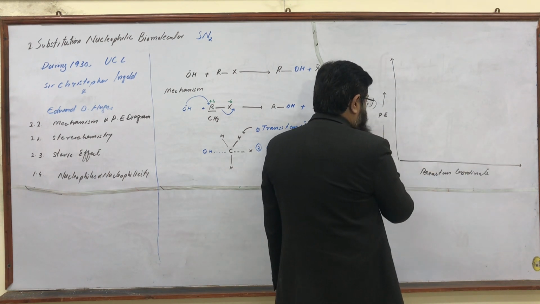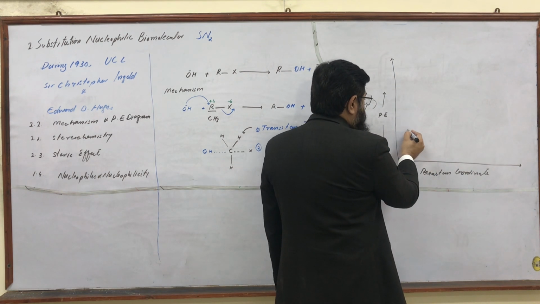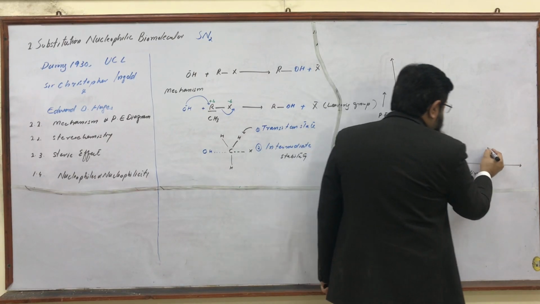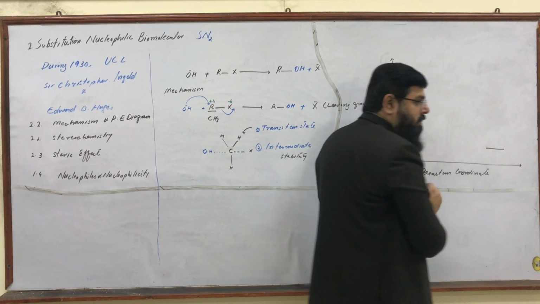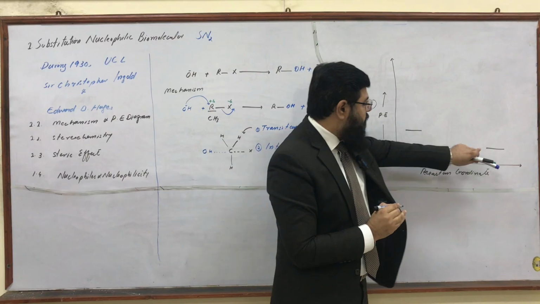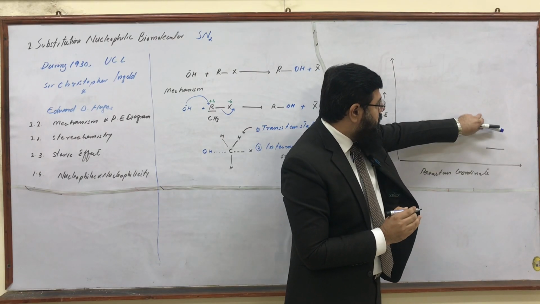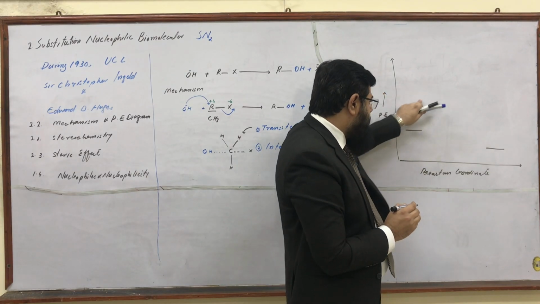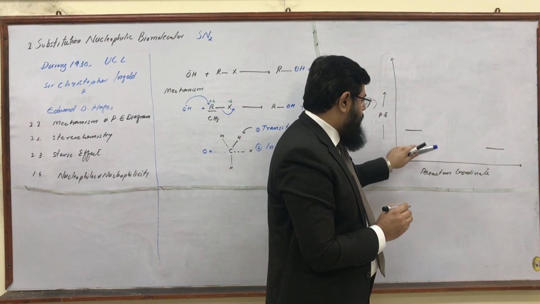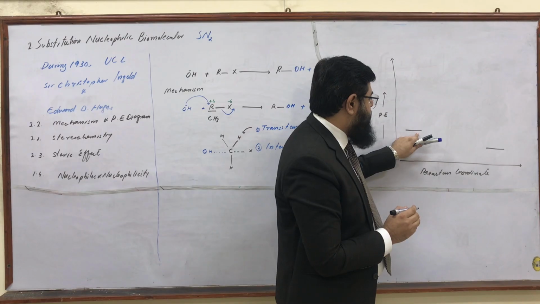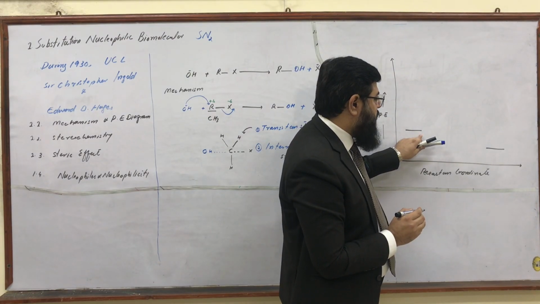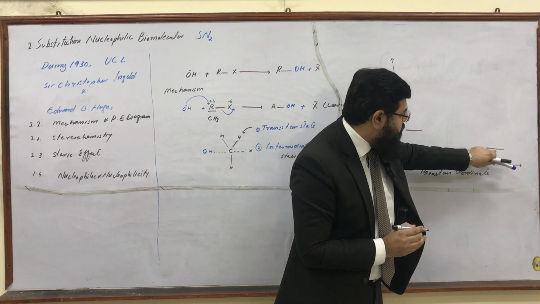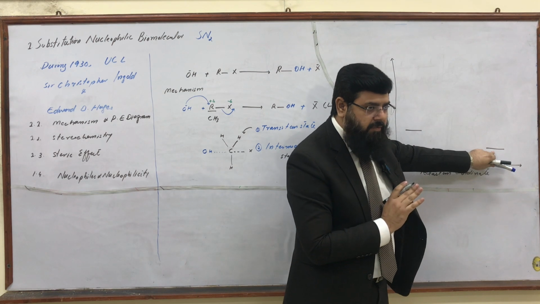So we know for a successful reaction, the energy of product is always less than reactant. If the energy of reactant is greater than product, it means that the reaction will not go in the forward direction, that reaction will go in the reverse direction. So when there is a successful reaction between two reactants, the energy of product will always be less than that of reactant.